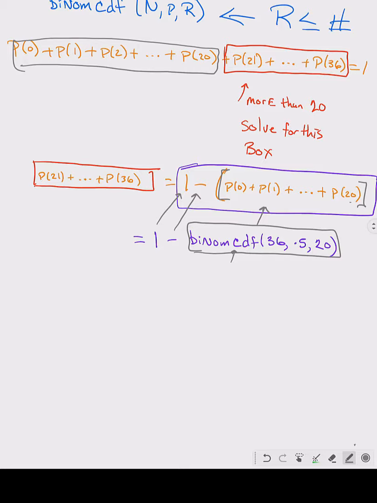So I type this in my calculator. I do 1 minus binom CDF, and I do 36 and 0.5 and 20 with commas in between, and I hit enter, and that's equal to 0.2025. Okay, I hope this helps. Let me know if you have any more questions.